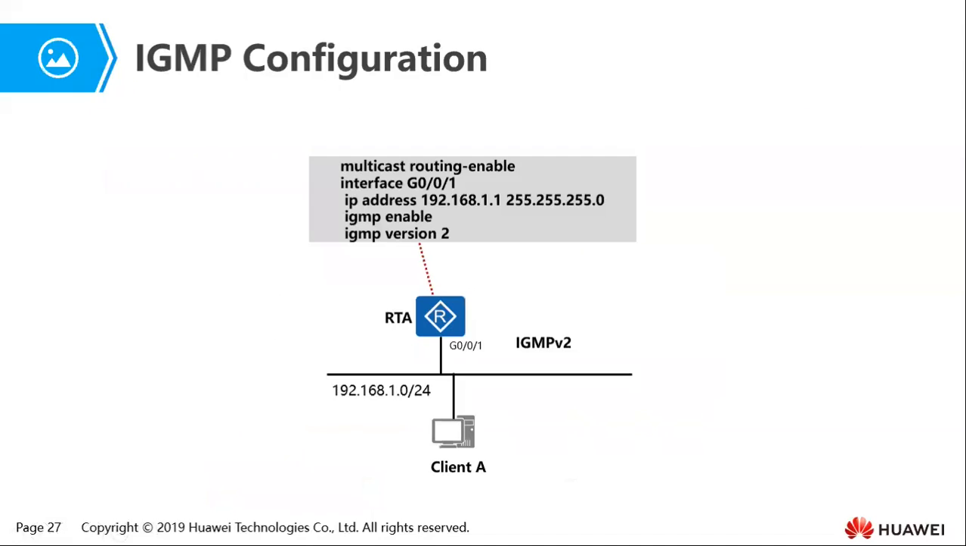So how do we configure IGMP? It's quite easy to configure IGMP in our router. Remember, IGMP is only configured on the router that is interconnecting to the hosts. So the first thing you do is you enable IGMP on system view. Then you go to that interface that is interconnecting that network segment to the hosts. So G0/0/1.